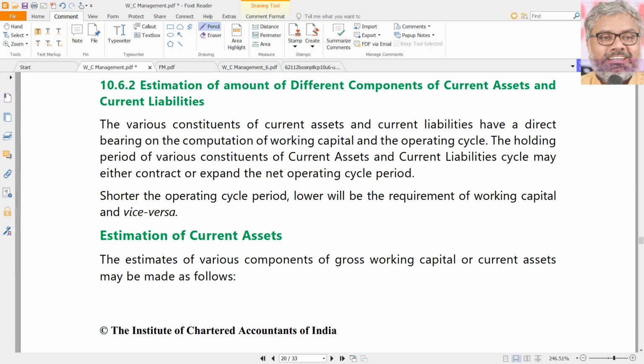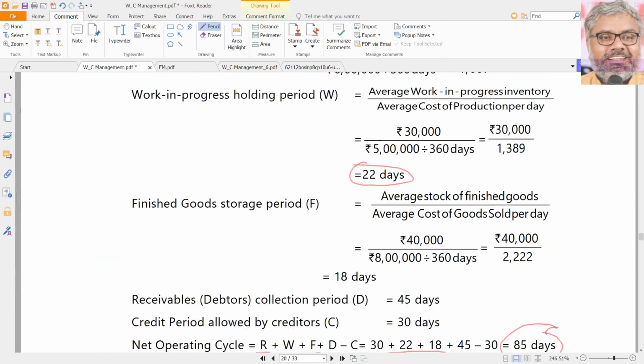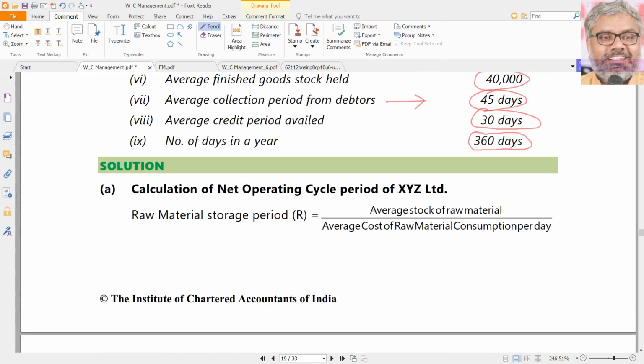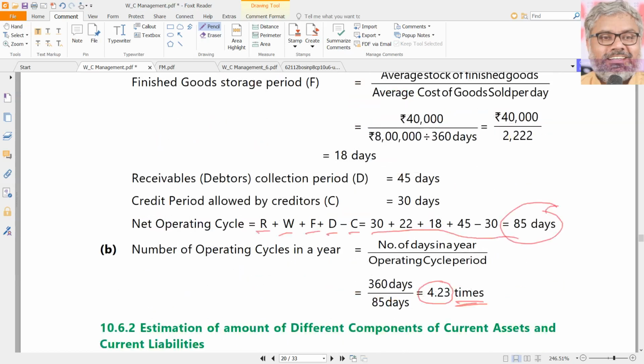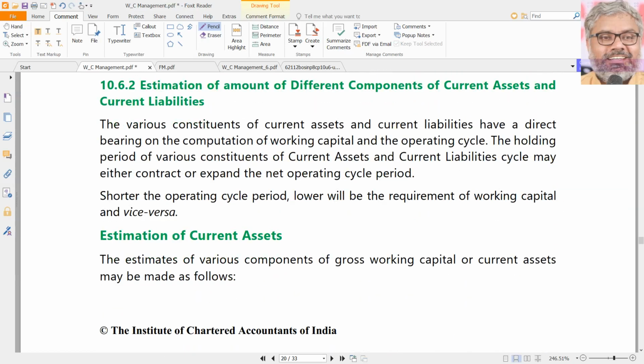That is one type of question which can be expected also, which was asked earlier in many examinations, but usually it will be for 5 marks. If it is for 10 marks, you need to write elaborately. Every formula, substitution, everything has to be shown more elaborately. If it is 5 marks, just show the formula, substitute, answer. So usually it will be for 5 marks, computation of operating cycle and working capital requirements if asked in the question.